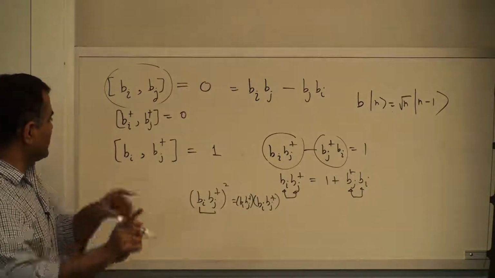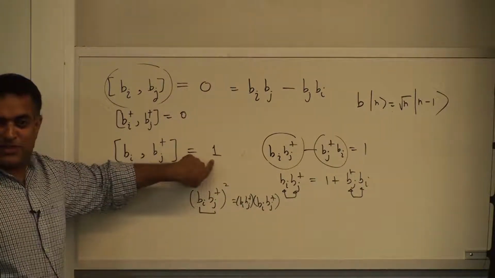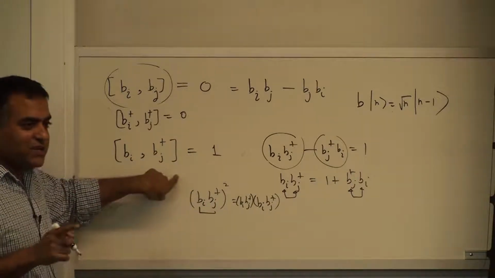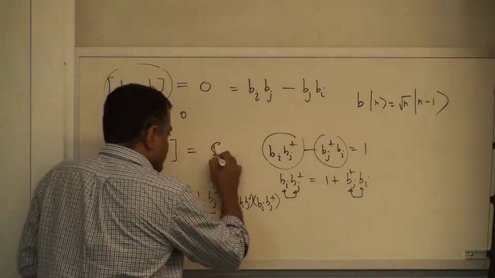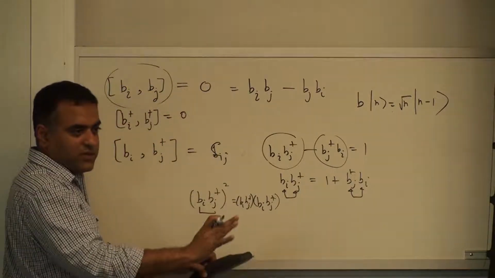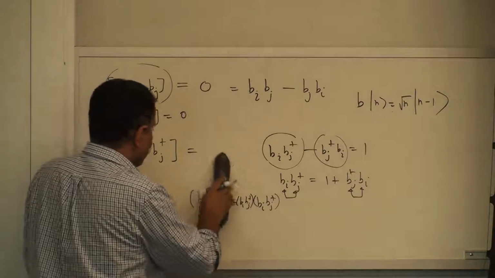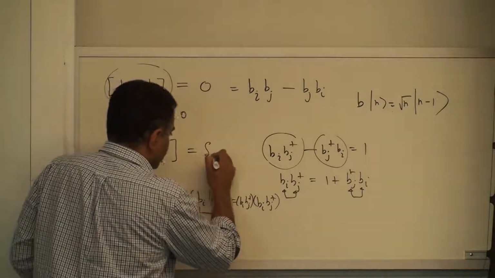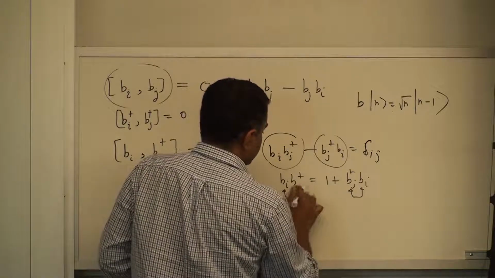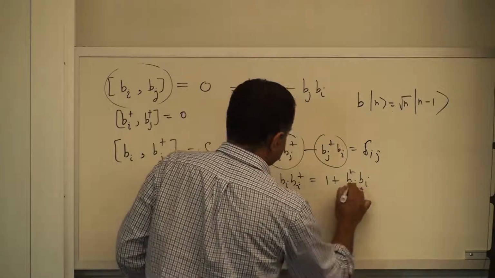Sorry, just to be clear, is this correct? I think somebody should have corrected me earlier. This is correct only if i is equal to j. So ideally this is delta ij. If they are different orbitals, there's no business. They will always commute. So I should really write it as delta ij, and this is delta ij. Yeah. And so on the other hand, if it's the same orbital, then okay.